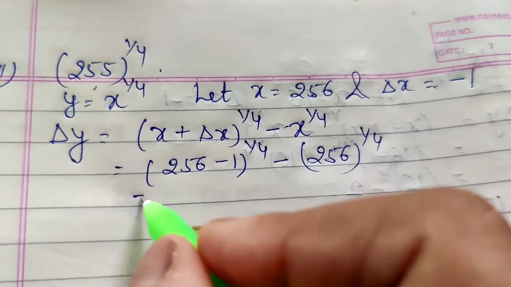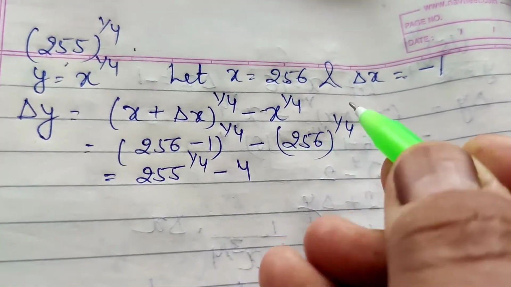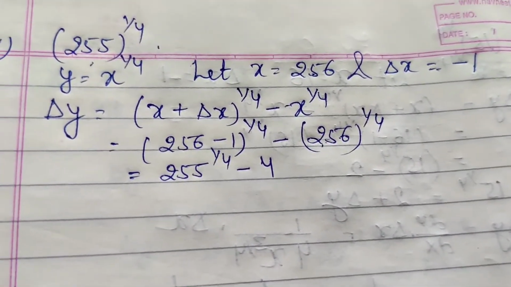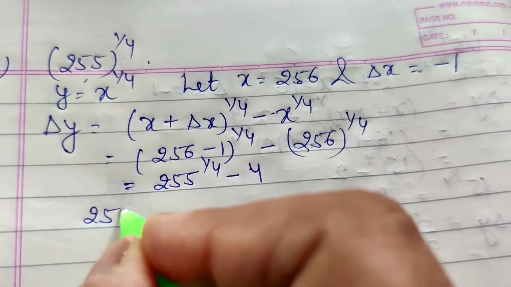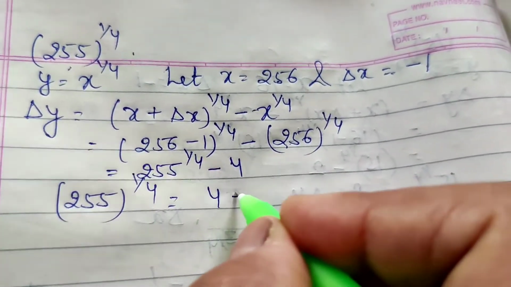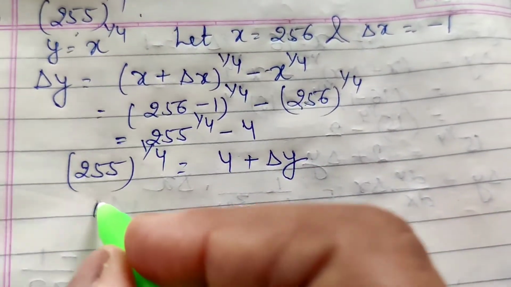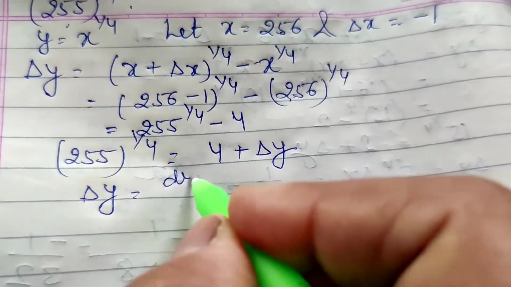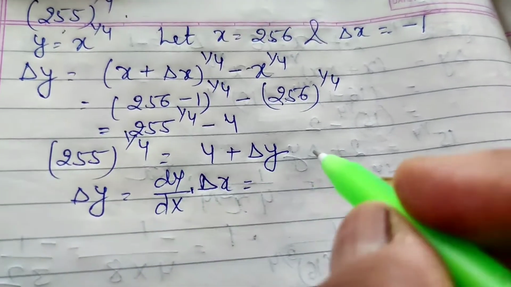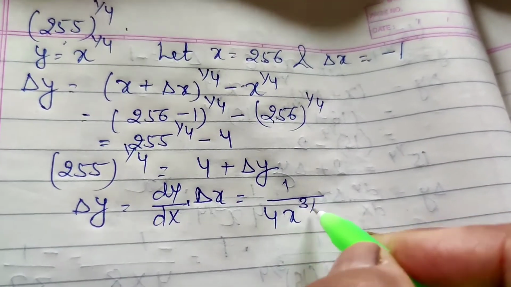It is equal to 255 raised to power 1 by 4 minus 4. The value of 256 raised to power 1 by 4 means 4. The value of 255 raised to power 1 by 4 equals 4 plus del y. Now find del y. dy over dx into del x. dy over dx is equal to 1 by 4 x raised to power 3 by 4.